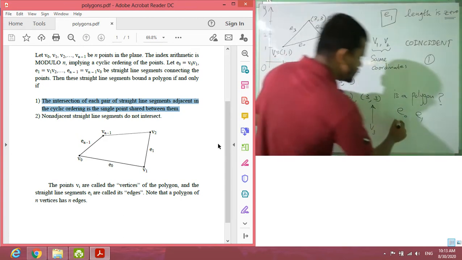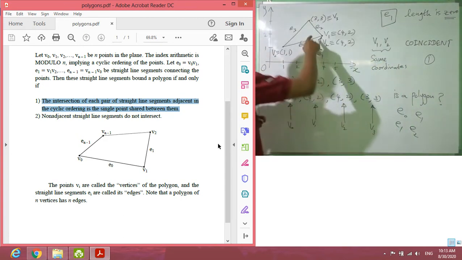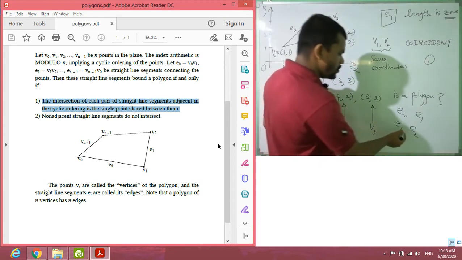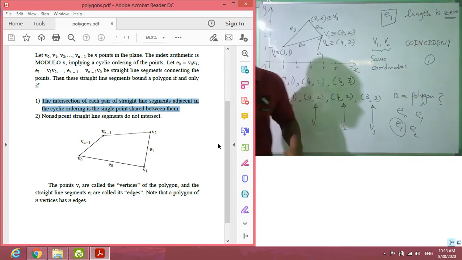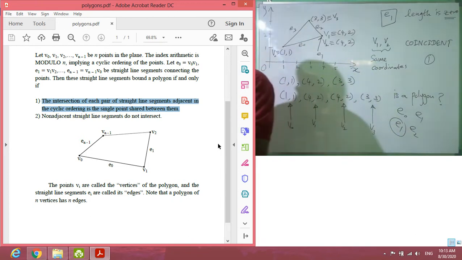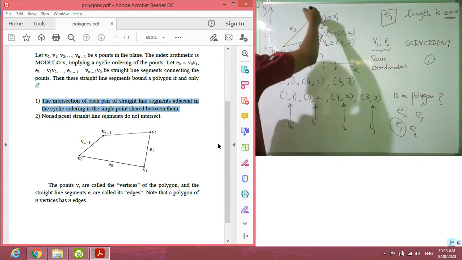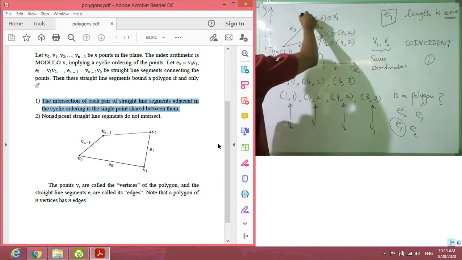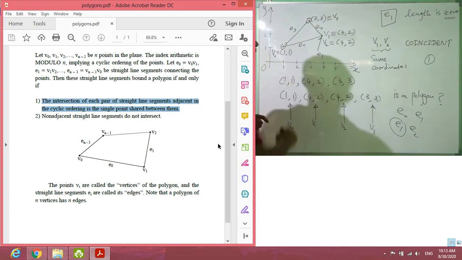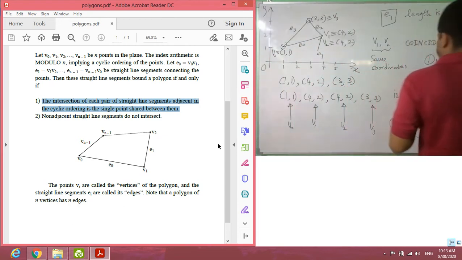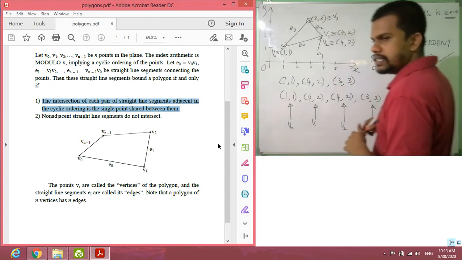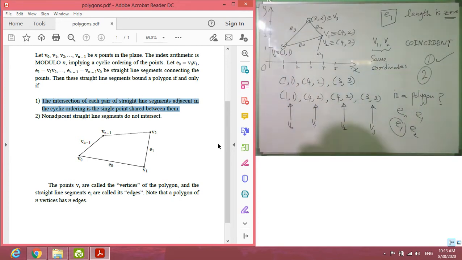Similarly, if you consider E1 and E2 as well, in that situation also, this one is just a single point. Therefore, they share a single point between them. Now, if you consider E2 and E3, single point, E3 and E0, single point, therefore condition 1 is satisfied. Now, let's look at condition 2. Non-adjacent straight line segments do not intersect.